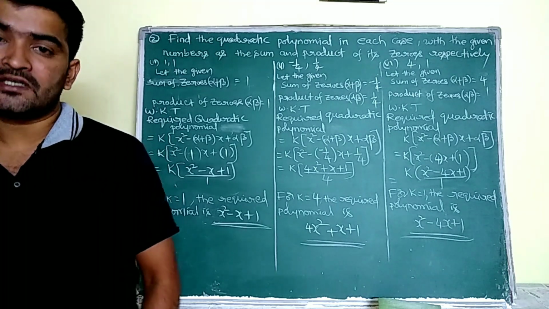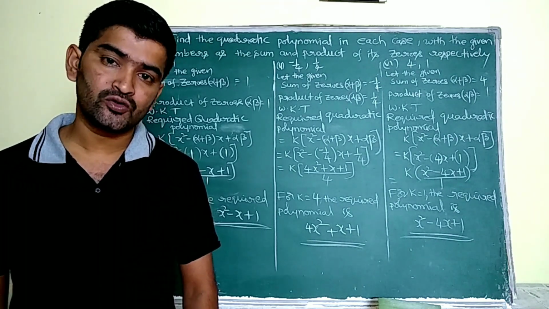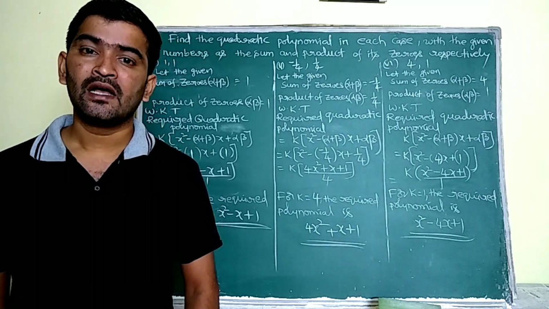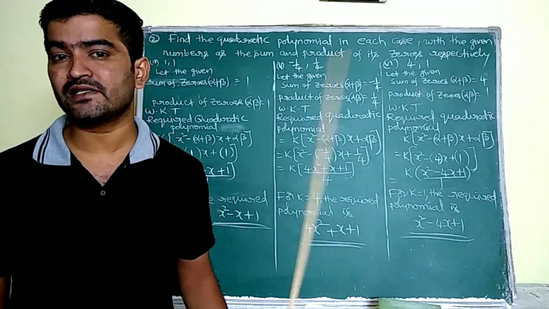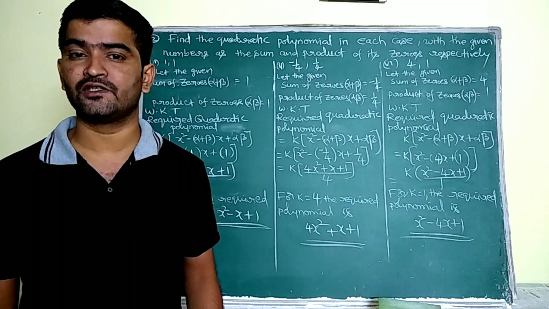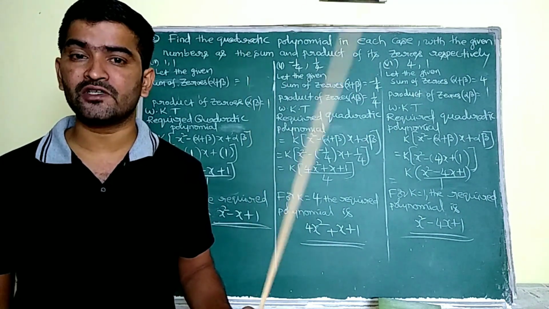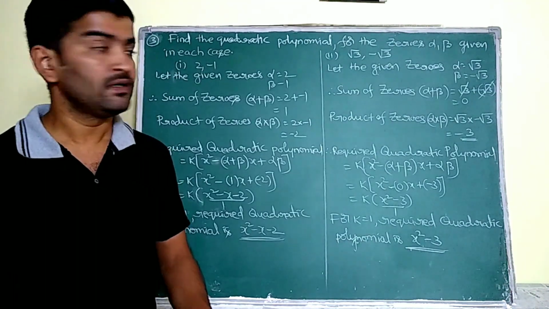Here in this question, firstly you have to identify or notice what the given values are. Sometimes it's going to give you the zeros. Then those are considered as one as alpha, another one as beta. But here in this case, he gave the sum of zeros and the product of zeros. That means in the given two values, the first value is the sum of zeros and the second value is the product of zeros. Understand?